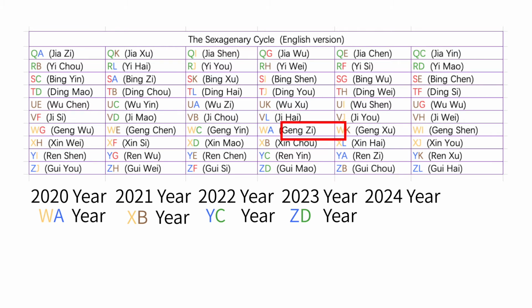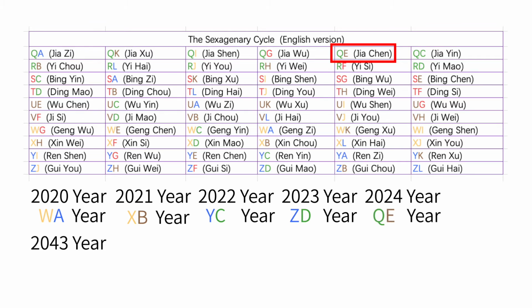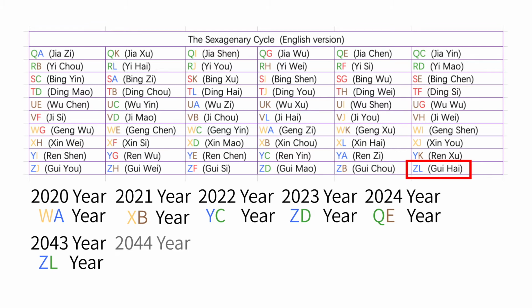2024 is the year of Jiachen, referred to as QE year. 2043 is the year of Guihai, referred to as ZL year. What is its name in 2044? I give you 5 seconds of thinking time, and a hint for you is to pay attention to the word cycle in the title. Right, 2044 is the year of Jiazi, referred to as QA year.